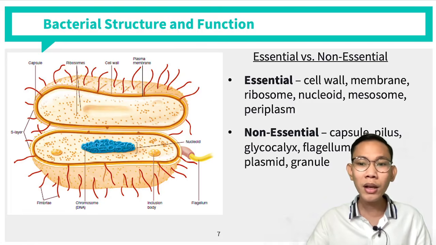this is your cell wall, membrane, ribosome, nucleoid, mesosome, and periplasm. So you can see that in our diagram. And we have your non-essential: capsules, pilus, glycocalyx, flagellum, spore, plasmid, and granule.